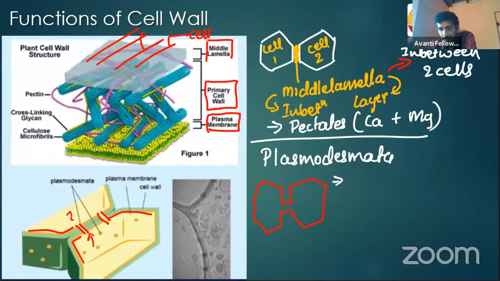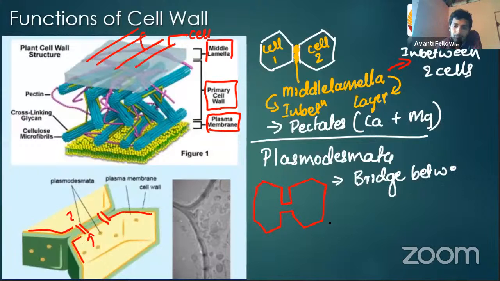Okay, plasmodesmata, we can put it something like that. This is the bridge between two adjacent cells represented by minute pores.